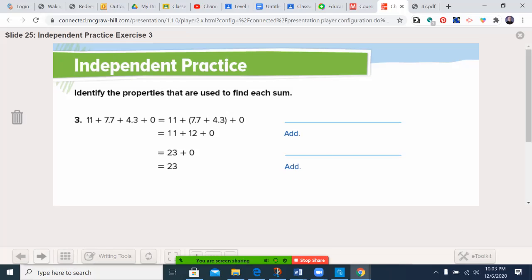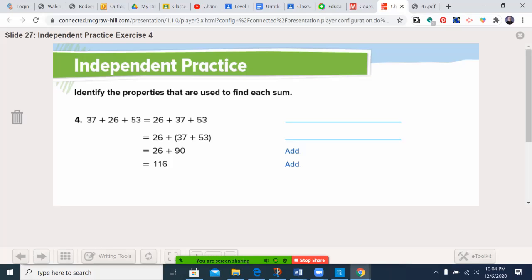Let's do number 3. We have 11 plus 7.7 plus 4.3 plus 0 equals 11 plus 7.7 plus 4.3 plus 0. The 7.7 and 4.3, we get our numbers in the same order. So what step, if we just add these two as one grouping and we use parentheses, that is again the associative. And we know that that's 12. 11 plus 12 plus 0. This together is 23 plus 0. That's identity property because we ended up with 23. You see there. Go ahead and do number 4. You may pause the video now.